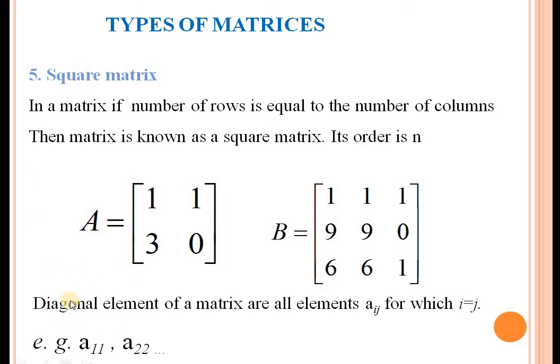Now we define the diagonal elements of a square matrix. The diagonal elements of a square matrix are the elements of position aij for which i is equal to j. So the first row first column element, second row second column, so a11, a22 are the diagonal elements, or here 1, 9, 8 are the diagonal elements of the matrix.